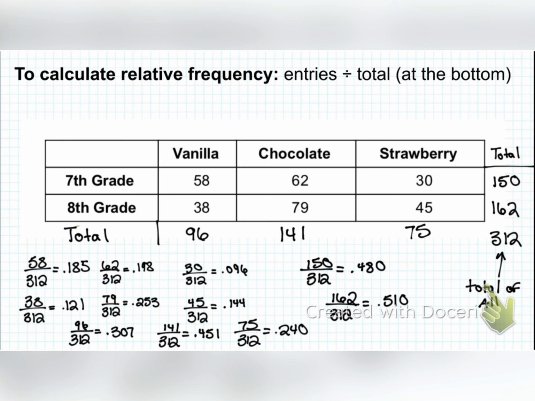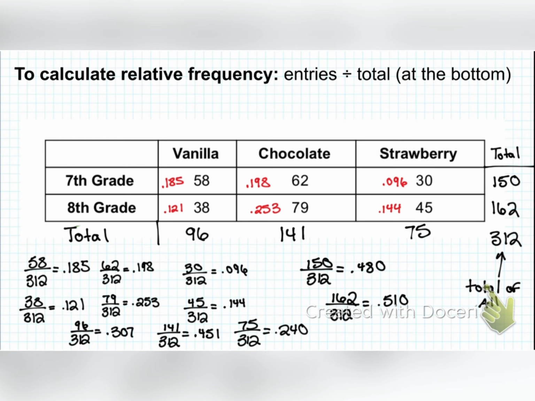So if I wanted to, I could go right beside each one of them and fill in their decimal. Like this one is 0.185. The one under that one is going to be 0.121. The one beside 62 is going to be 0.198. 79 is going to be 0.253. 30 is going to be 0.096. 45 is 0.144. And then my totals have their own relative frequencies as well.